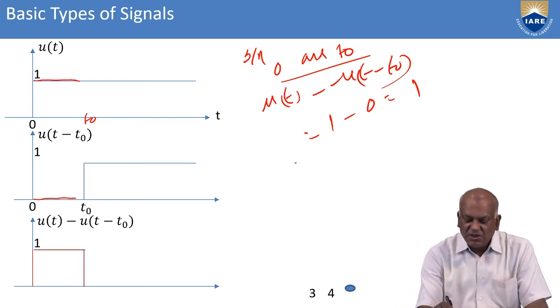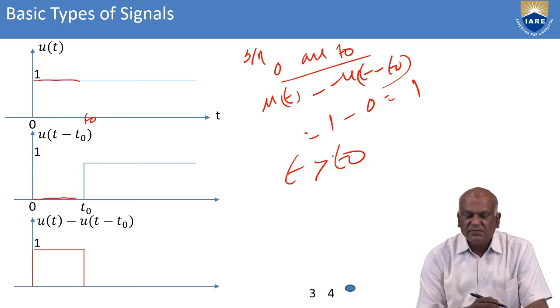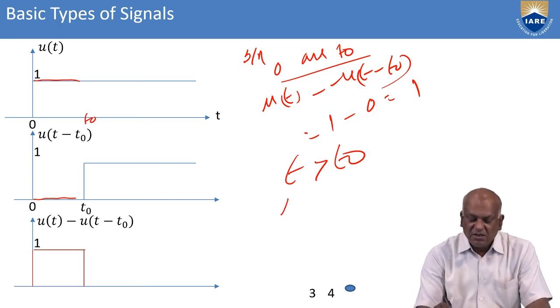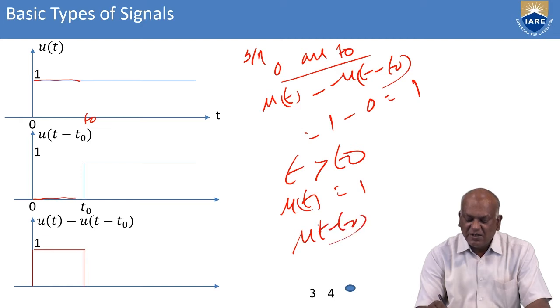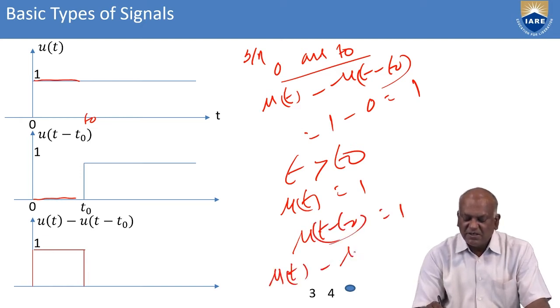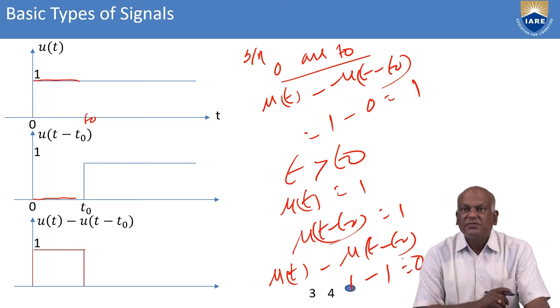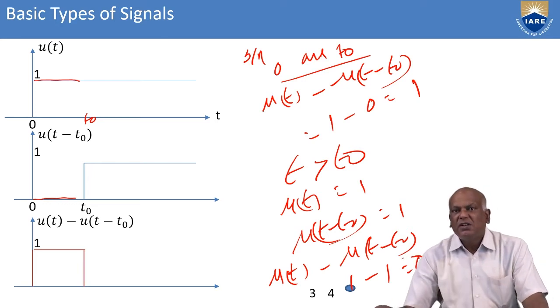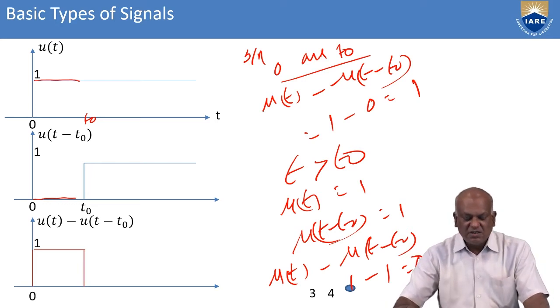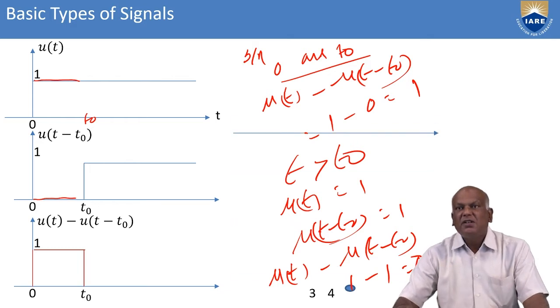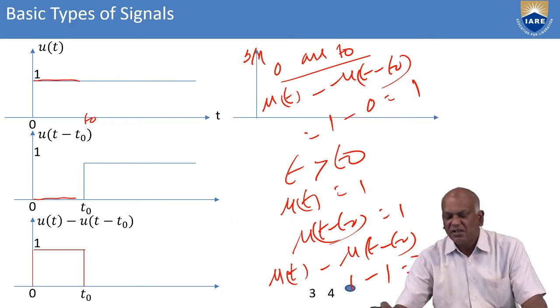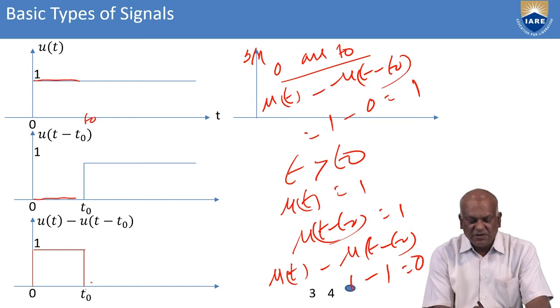After that, suppose t is greater than t0. For t greater than t0, the u of t value is equal to 1 and the u of t minus t0 value is equal to 1. Now you can calculate u of t minus u of t minus t0 by substituting: 1 minus 1 is equal to 0. Like this, the function is like this, and between these we are getting the value 0.